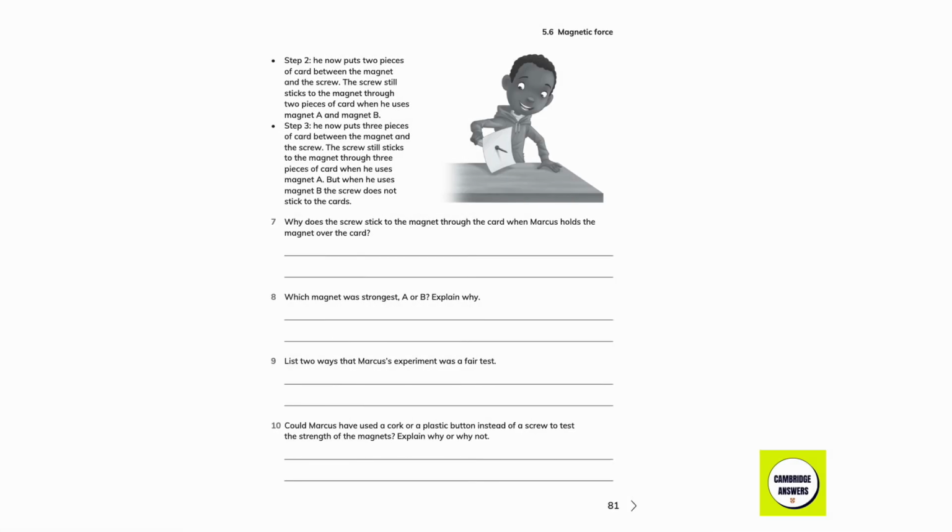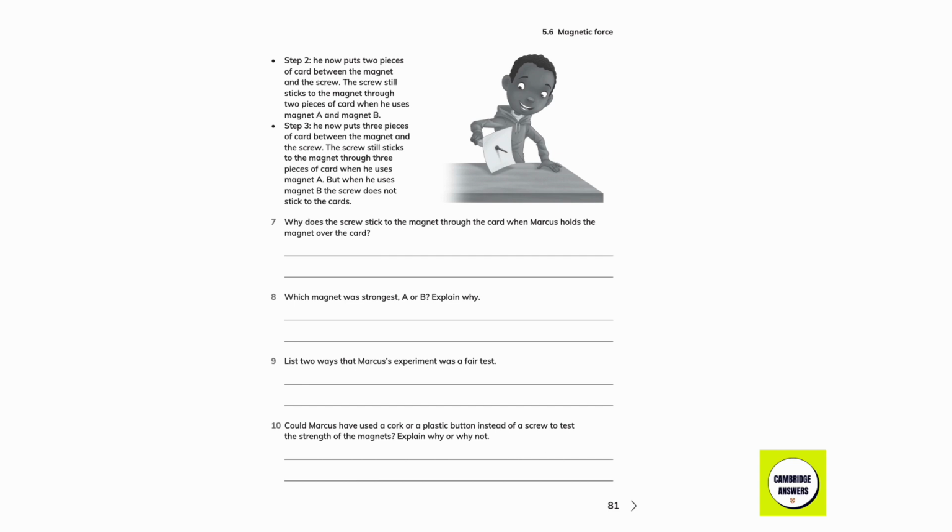Step 2. Now he puts 2 pieces of card between the magnet and the screw. The screw still sticks to the magnet through the 2 pieces of card when he uses magnet A and magnet B. Step 3. He now puts 3 pieces of card between the magnet and the screw. The screw still sticks to the magnet through the 3 pieces of card when he uses magnet A, but when he uses magnet B, the screw does not stick to the cards.